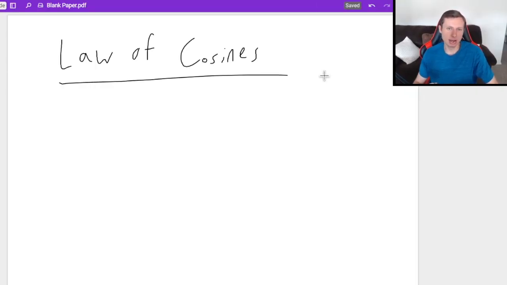Today we're going to be talking about the law of cosines, which is my least favorite out of the two, law of sines and law of cosines. I don't like it that much because the equation's much harder than law of sines. Let's start off with the equation.